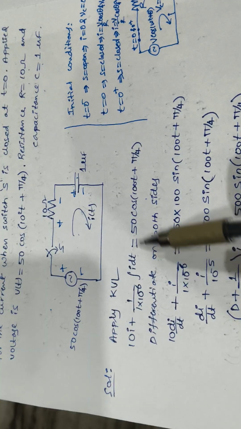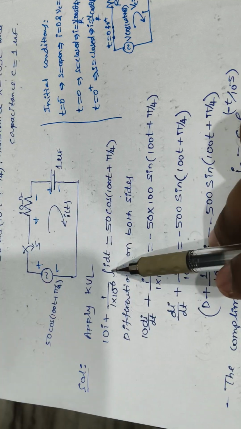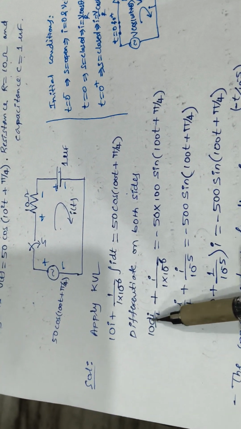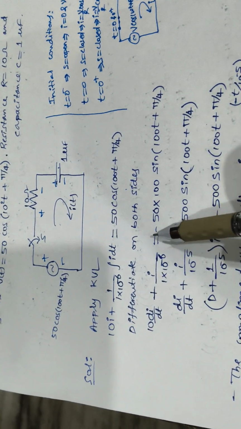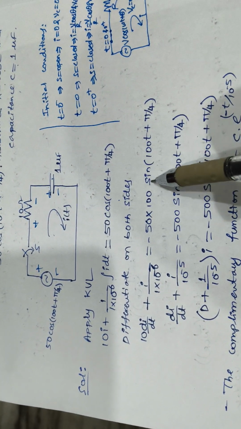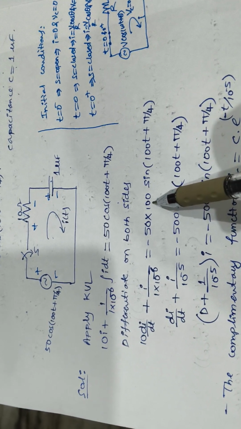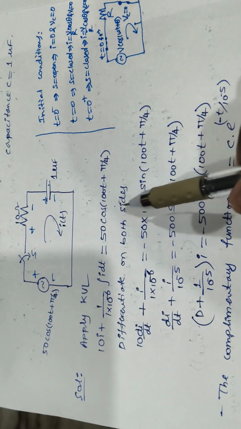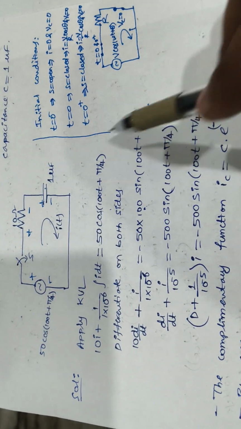As a second step, as you have one integral term, you differentiate on both sides to get the differential equation. So 10I will become 10 into di by dt. Differentiation of the integral will become only I by C. On the right side, differentiation of cos will become minus sine, and the 100 from 100t comes out of the sine term. That's why this is minus 50 into 100 into sine(100t plus pi by 4).